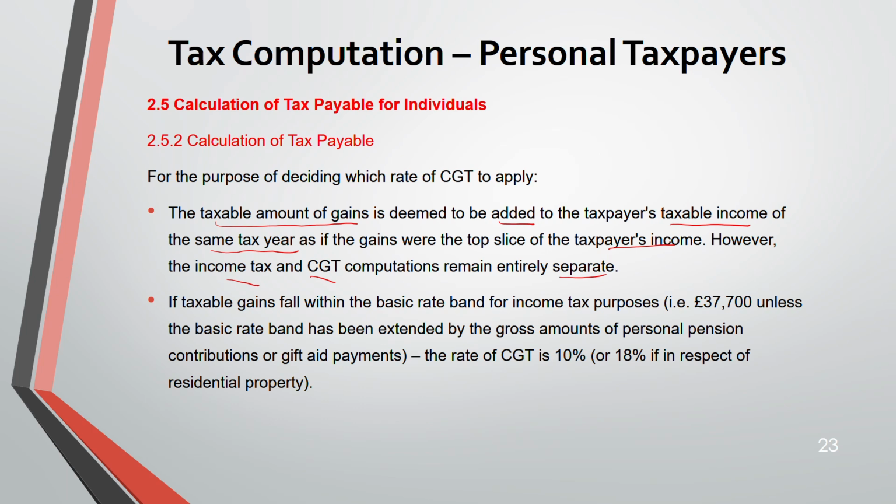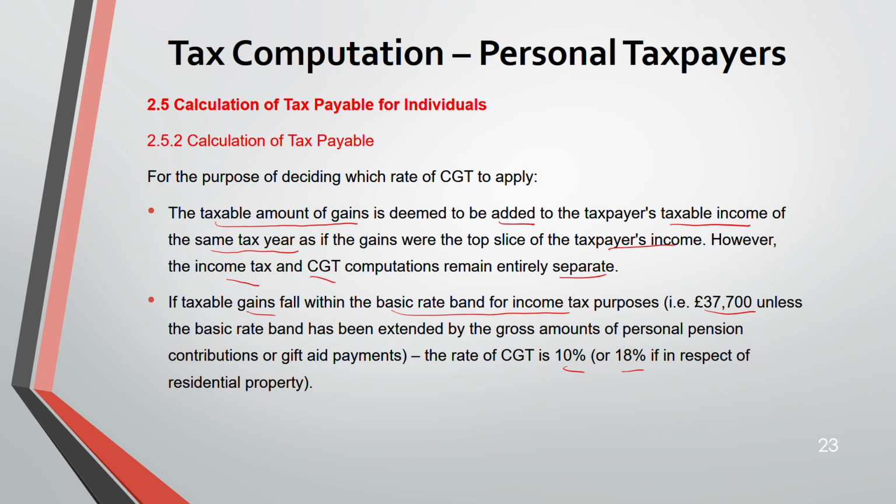Now, if your taxable gain falls within the basic rate for income tax, when you're looking at the basic rate, you look at the income tax level, okay? There is no threshold given for CGT. The income tax basic rate band of 37,700 is what you have to take. So if gain falls within 37,700, your rate of CGT is 10%, or 18% if it's a residential property, the lower rate. And anything beyond the basic rate will be at the higher rate, either 20% for commercial or 24% for residential.